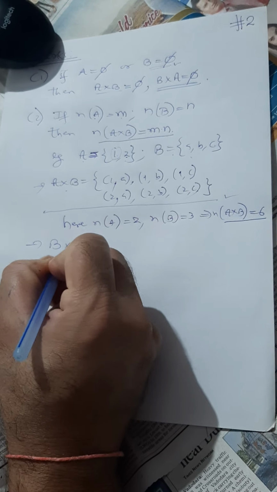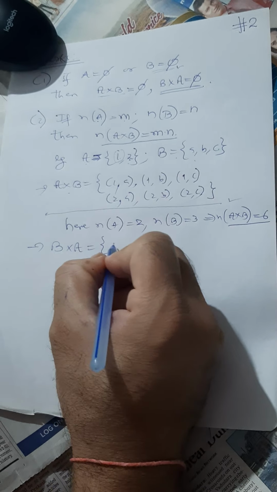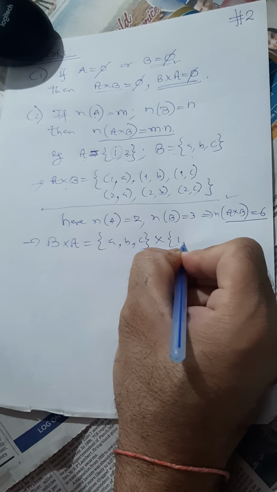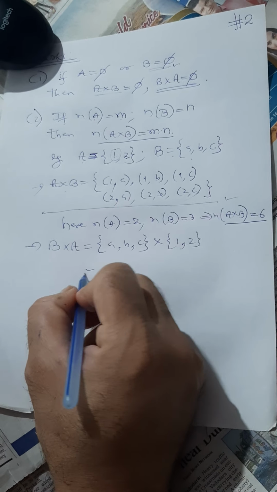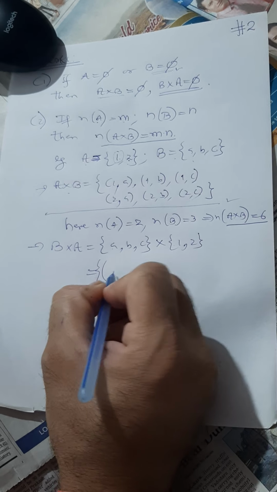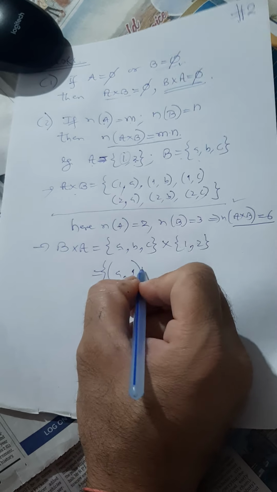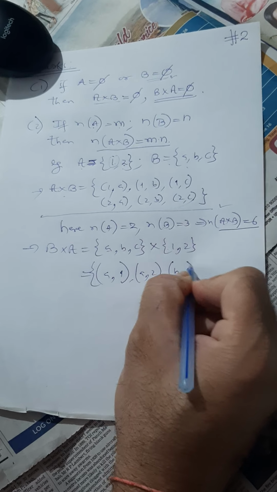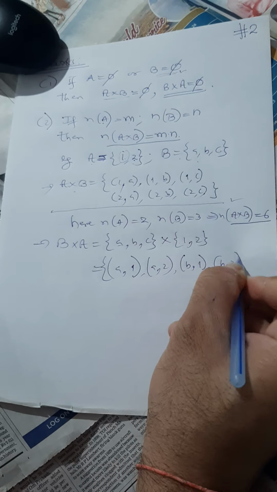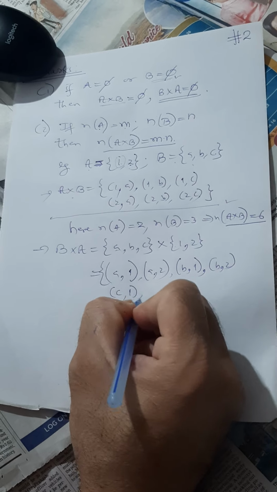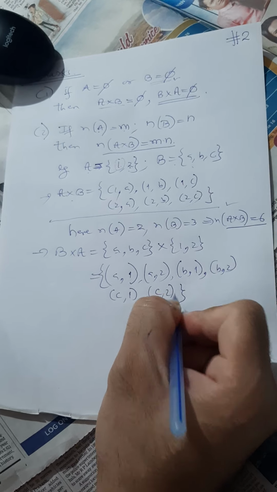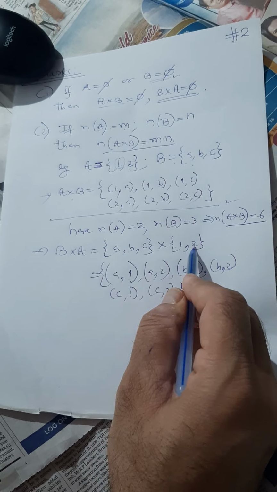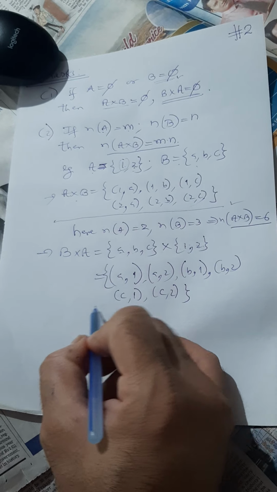Now if I find B cross A, so B has A, B, C, 3 members, and A has 2 members, 1, 2. So if I find this cross product, A with 1, A with 2, then B with 1, B with 2, then C with 1, and C with 2. 6 ordered pairs again. A with 1, A with 2, B with 1, B with 2, C with 1, C with 2. This is B cross A.